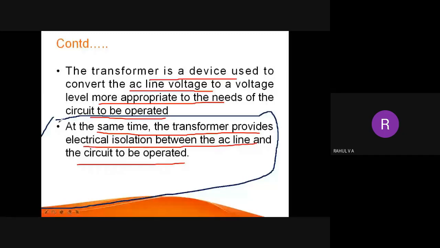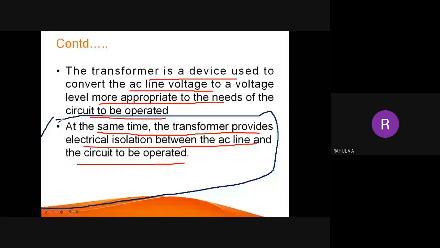Is it clear for you what is the use of transformer? Okay.